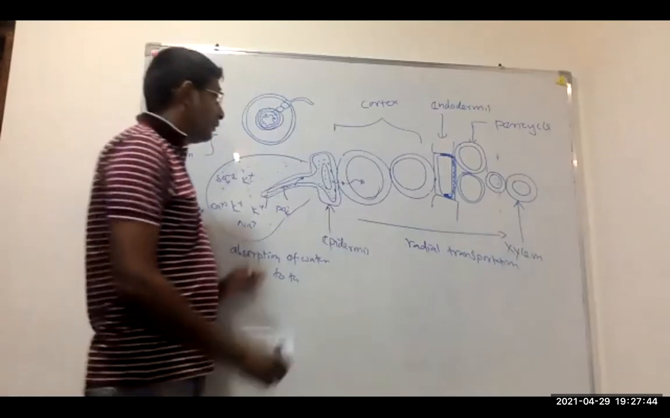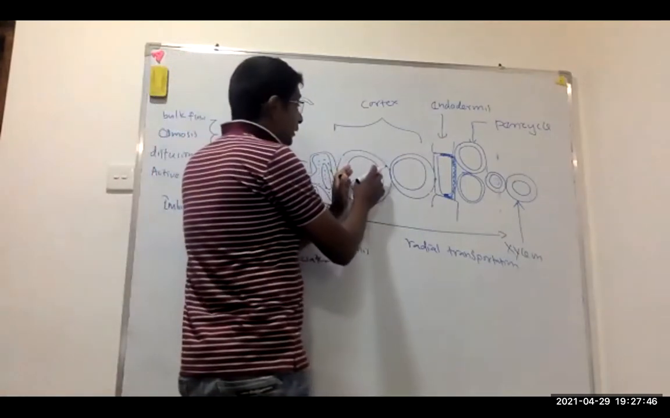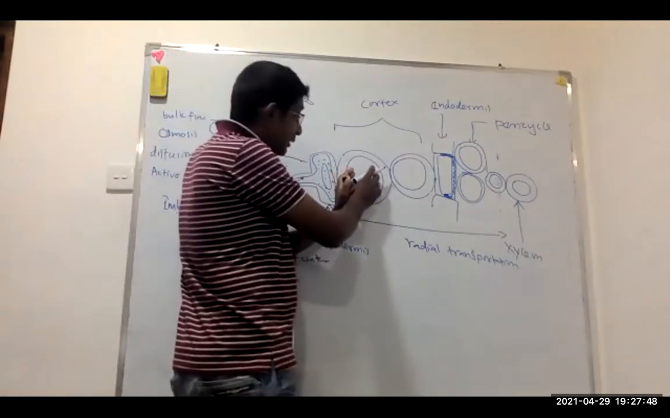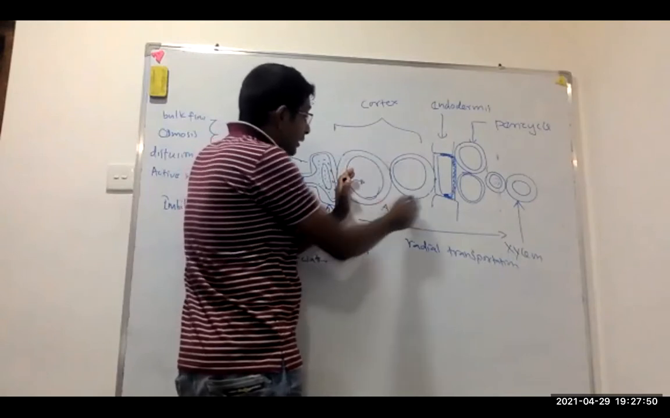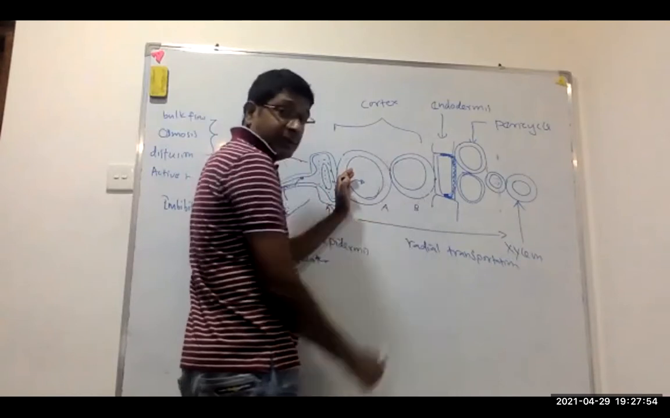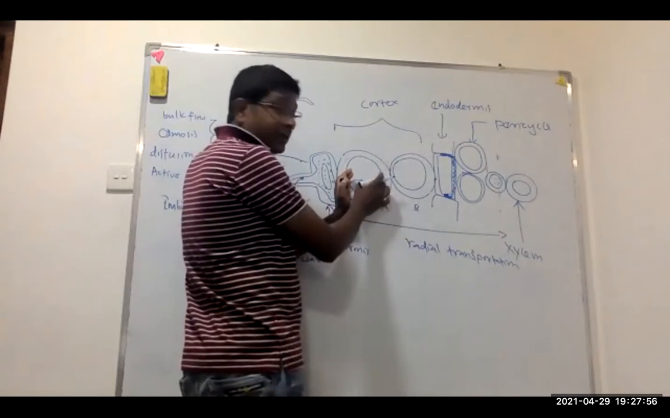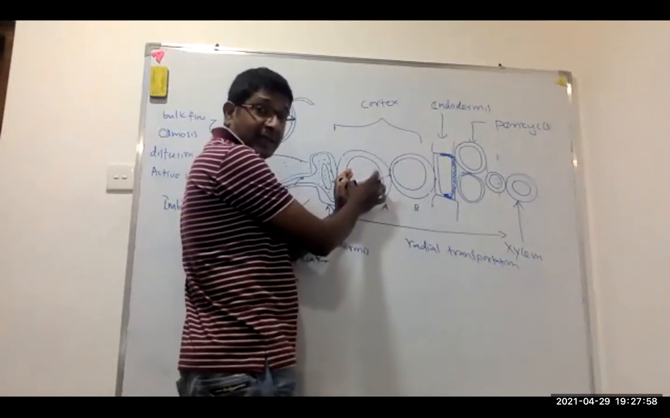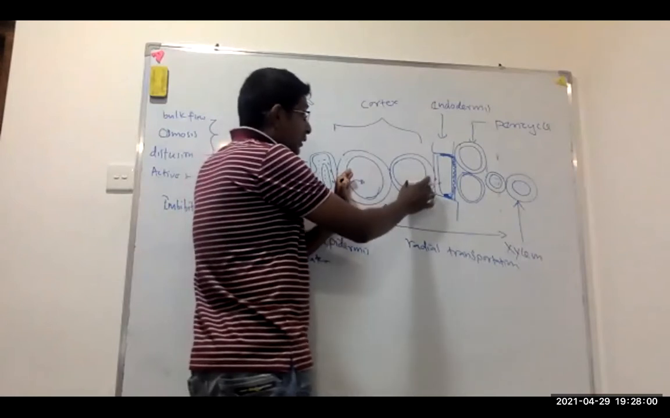Right? Now here, consider the water potential inside the cortical cells, cortical cell A and B. Suppose that this is cortical cell A, another one cortical cell B. Now the water potential inside cortical cell A is greater than in cortical cell B.